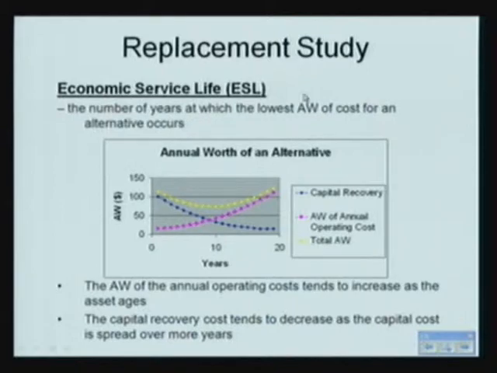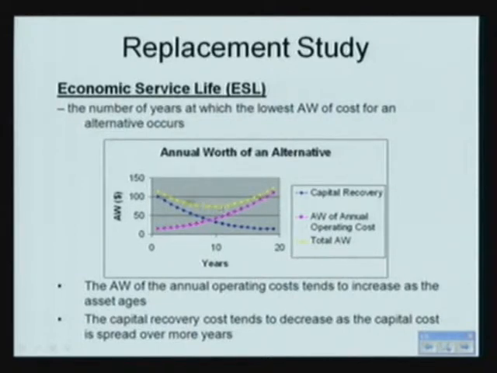Now, more on the economic service life. This should hopefully give you a better pictorial idea of what the economic service life is. It says here, the number of years at which the lowest annual worth of cost for an alternative occurs. So first, what's that cost made up of? The total annual worth of cost is depicted here in yellow. If you can eyeball it here, it looks like maybe 9 years, maybe 10 years would be the economic service life of this particular alternative.